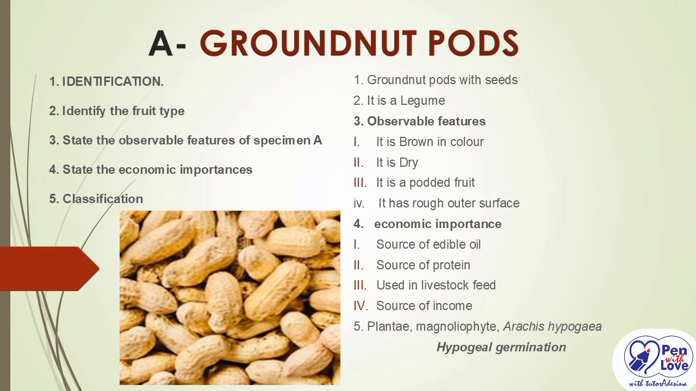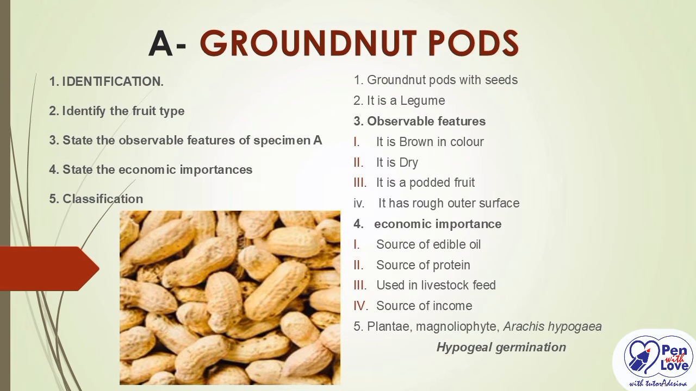They can also ask you what type of germination this specimen undergoes. They undergo hypogeal germination. That is, when they are germinating, their seed stays below the soil. The shoots come out of the soil while the seed remains in the soil, unlike epigeal germination and others, where the seed comes out when germinating. So about specimen A, that is about that.